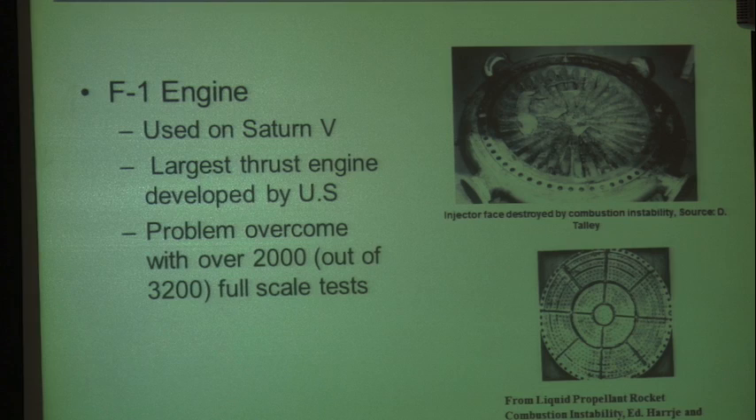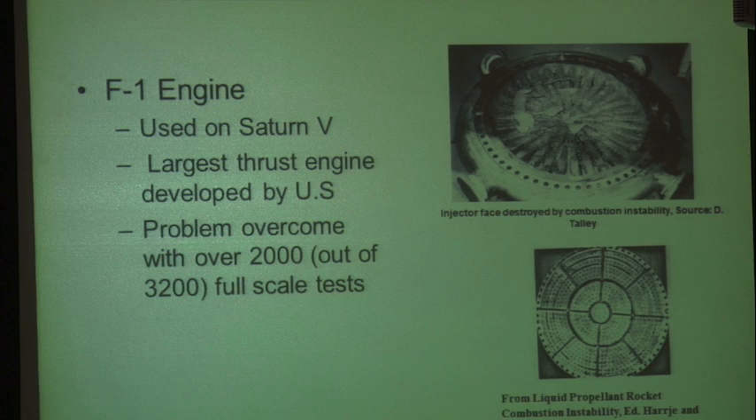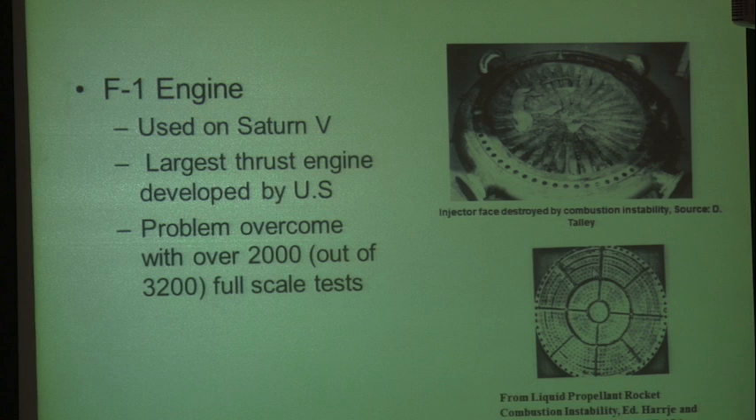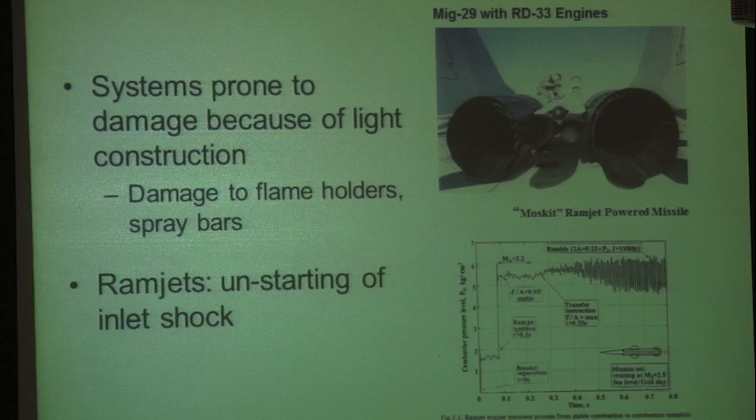And they did 3,200 full-scale tests. 2,000 of those tests were just basically trial and error tests, where they were fooling around with adding these, you can see these baffle things. These are there to disrupt acoustic wave motions. And they did that to get rid of the instabilities. Afterburners used on military devices or ramjets, they'll get these instabilities.